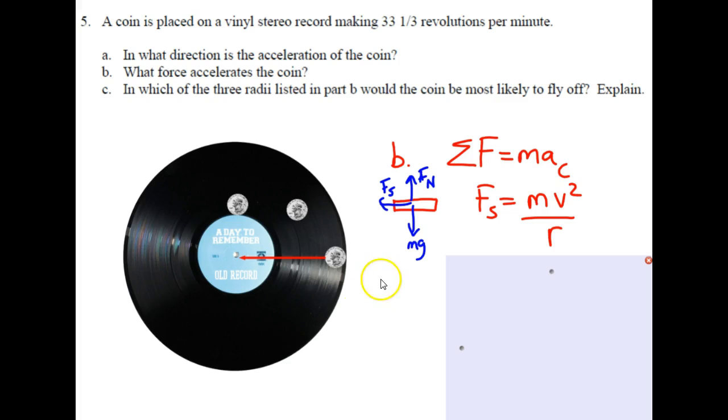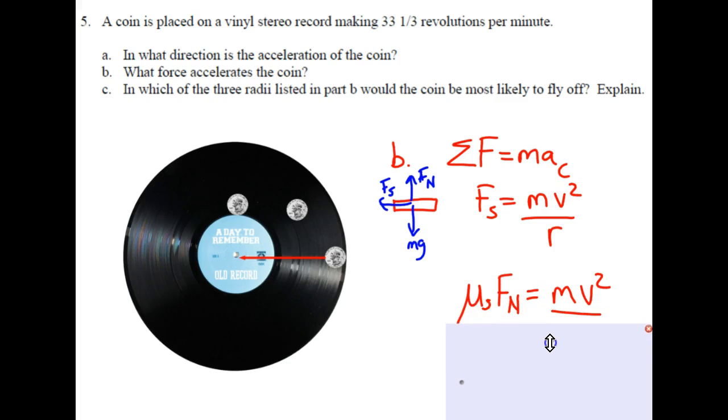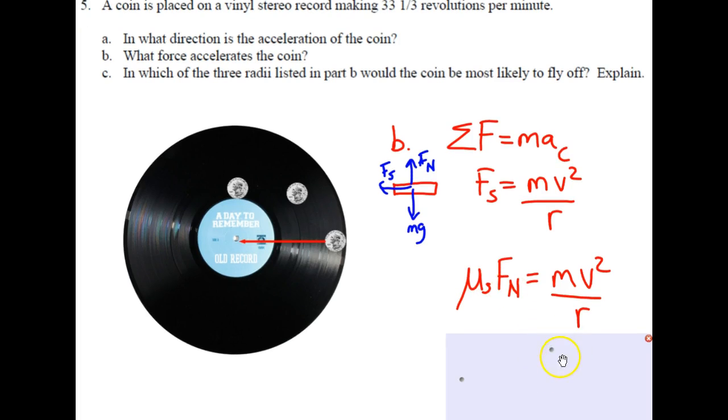Okay, so which of the three radii would the coin be most likely to fly off? All right, here we go. To analyze this, we have to analyze what things remain constant and what things are changing in this equation. You may recall from our study of friction that friction is calculated by mu s times the normal force. Extending that one more, the normal force for this object, since it lies on a horizontal flat surface, is equal to and opposite its weight. So instead of mu s N, we can write mu s mg.